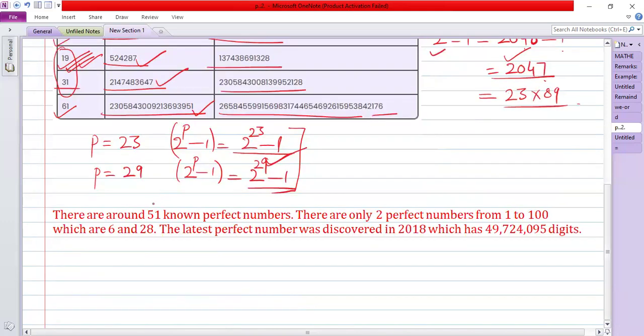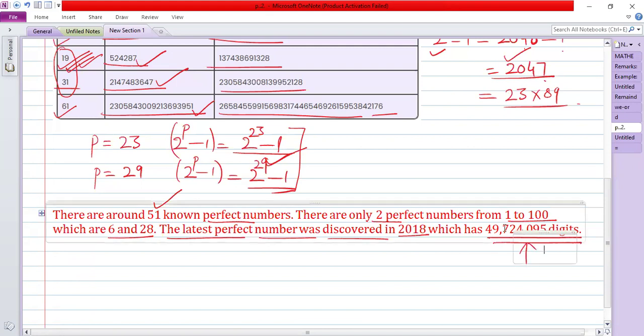At present, there are 51 known perfect numbers, and there are only two perfect numbers from 1 to 100, which are 6 and 28. The latest perfect number, which was discovered in the year 2018, has these many digits. Please mind, an interesting fact.